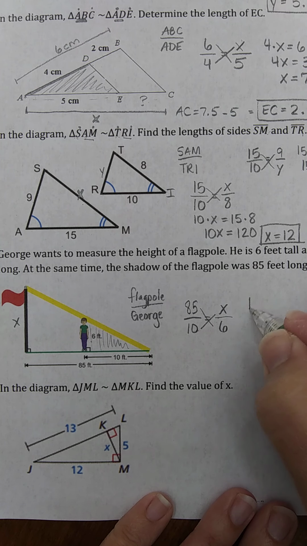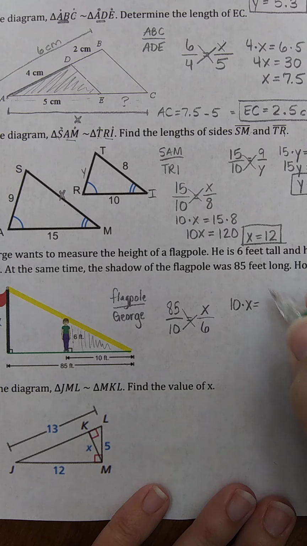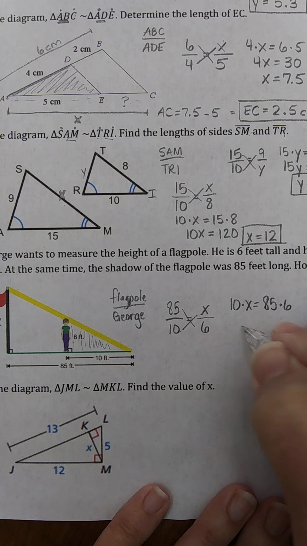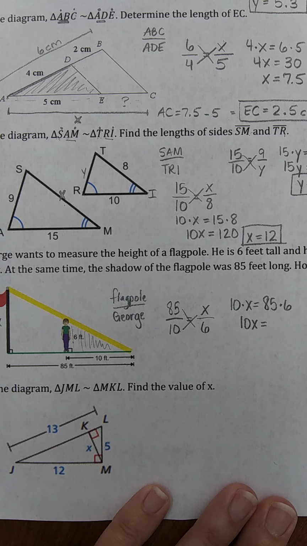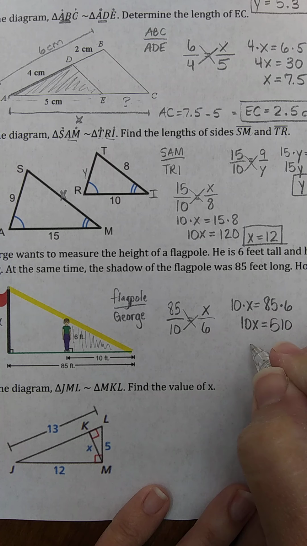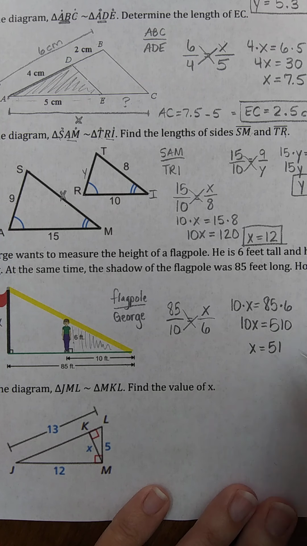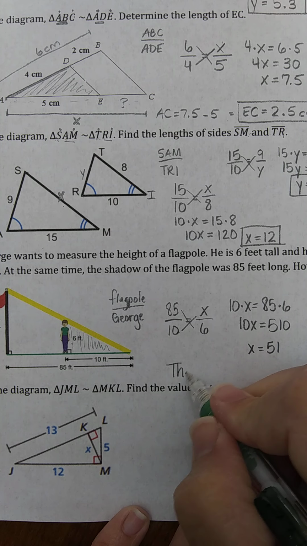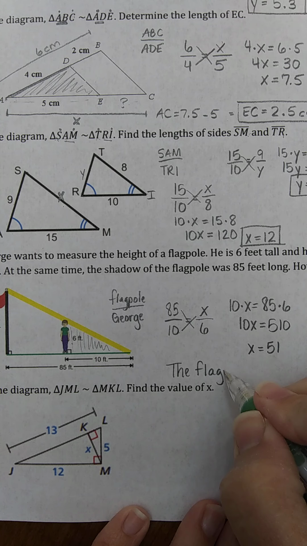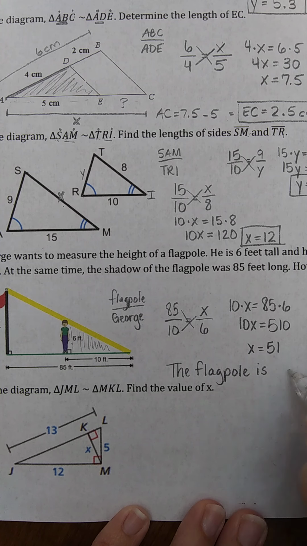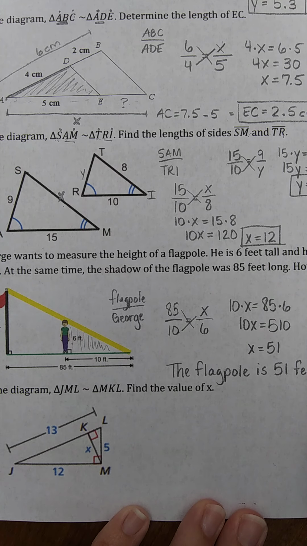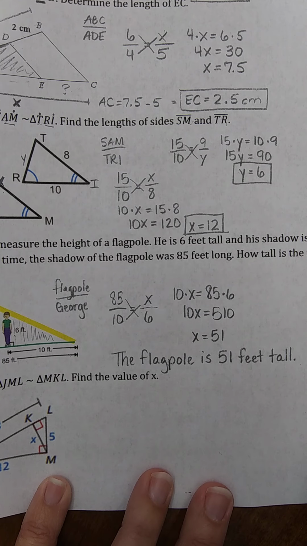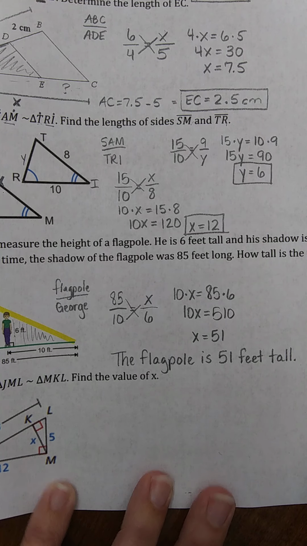So we'll use our cross products. So 10 times X will have the same value as 85 times 6. So 10X equals, and I don't know 85 times 6 off the top of my head, 510. Then we'll divide by 10 and we get X to be 51. The question is, how tall is the flagpole? And it's a word problem, so we want to use a word answer. So we'll say the flagpole is 51 feet tall. And there we would have our answer, of course, in a word form, since it is a word question.